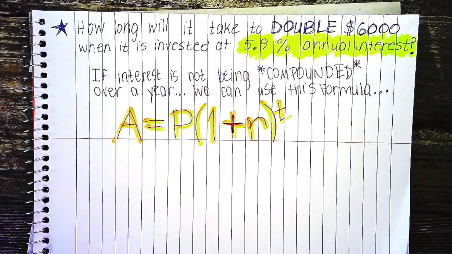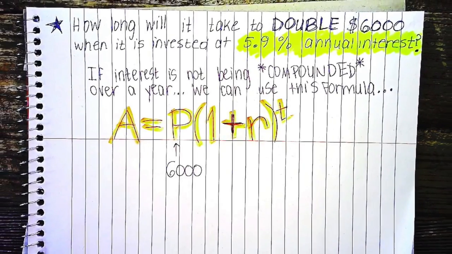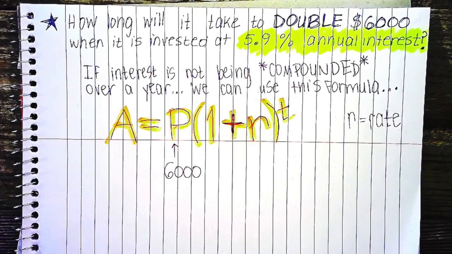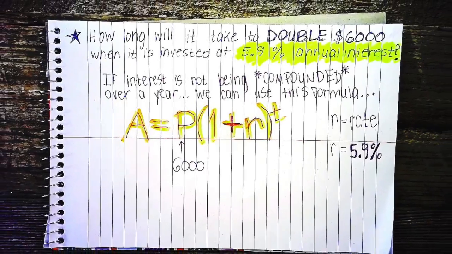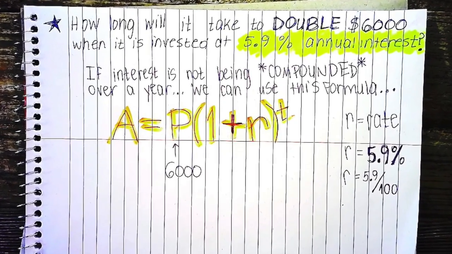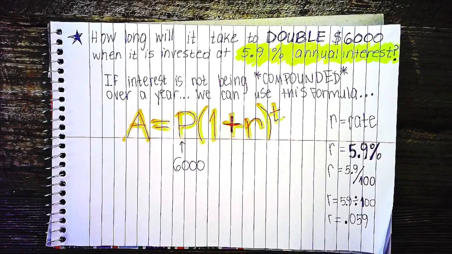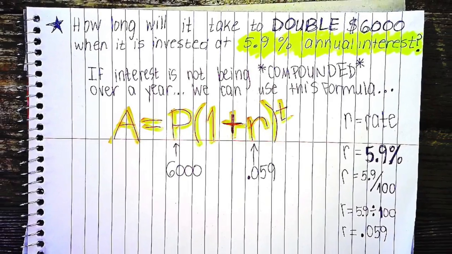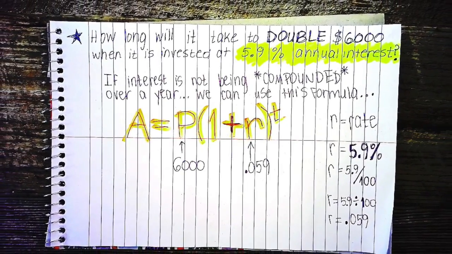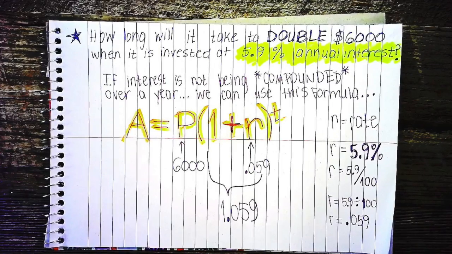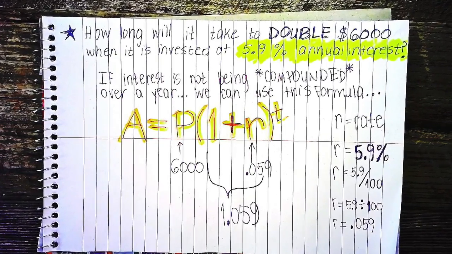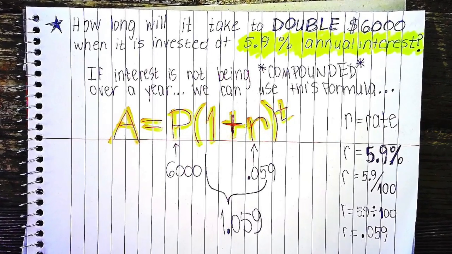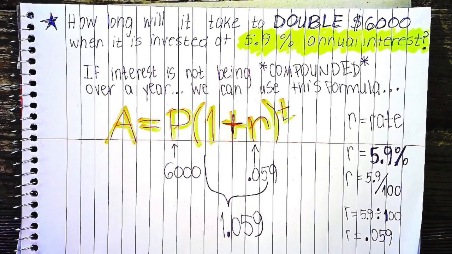$6,000 is our initial investment, so that's going to go in for the P value. R represents rate. Our rate is 5.9%, which means 5.9 per 100, which means 5.9 divided by 100, or 0.059. If we fill that in for the R value, our 1 plus R, or the entire quantity inside of the parentheses, will equal 1.059.